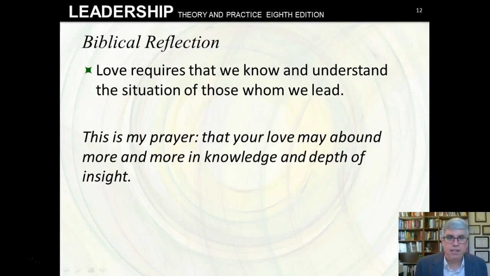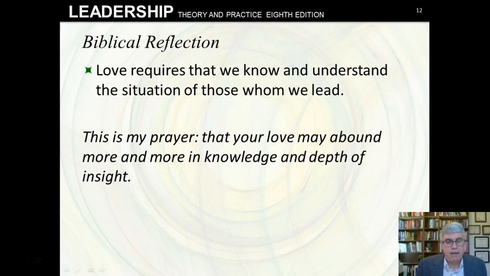Now, at Azusa Pacific University, we're a Christian university, and we are committed to reflecting on biblical concepts in light of the material that we're looking at. And what I'd like to look at is this idea that love requires that we know and understand the situation of those whom we lead. As Christians, our top value needs to be to love and to do good to other people. And situational leadership says, yeah, you've got to know the situation. And this is a biblical idea.